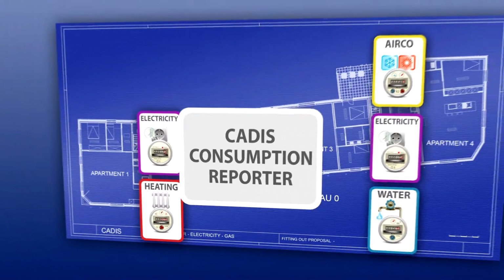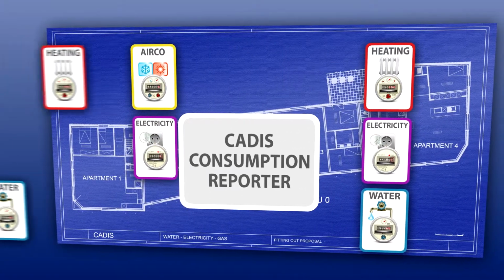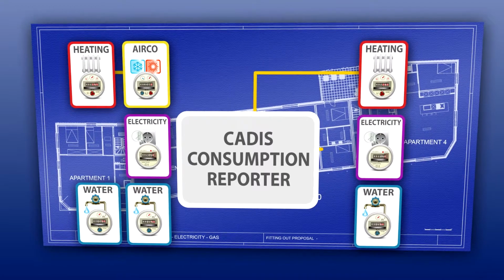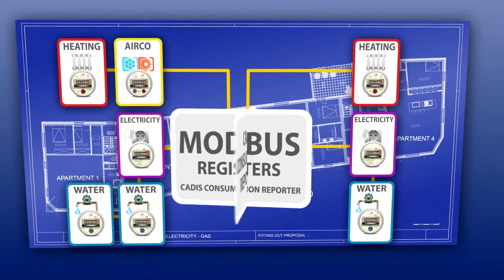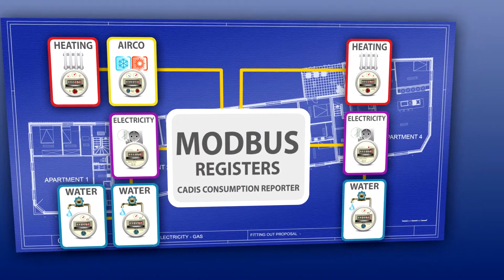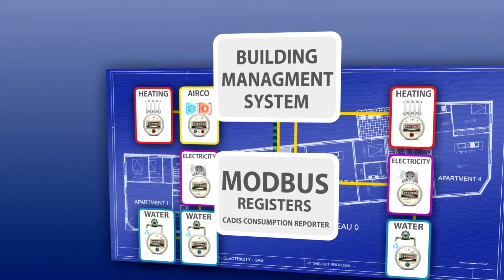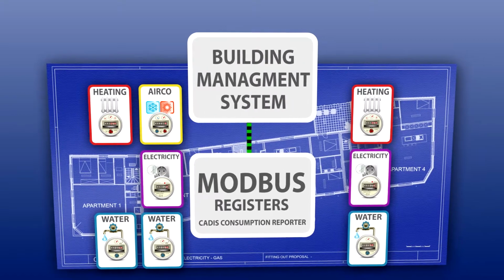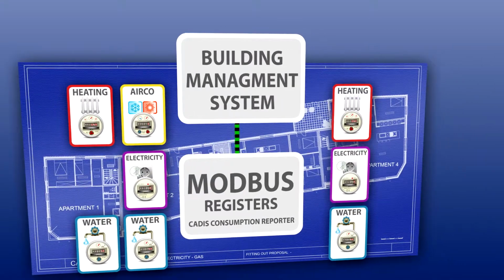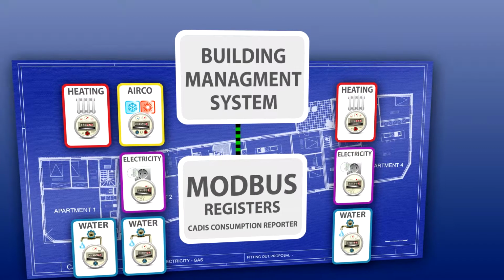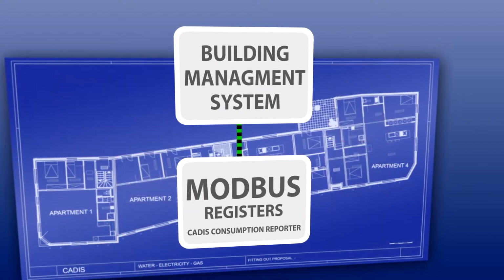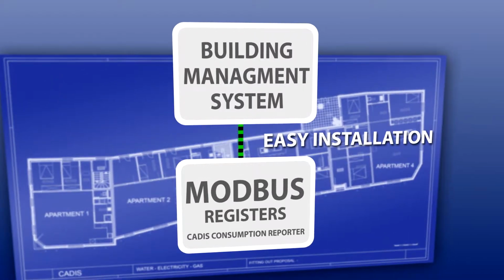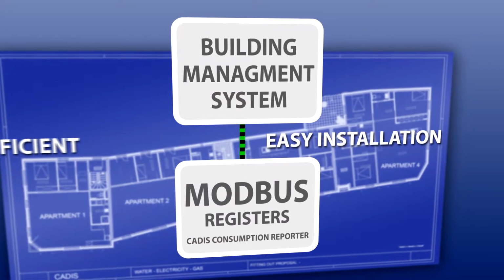Retrospective extensions are also no problem. All consumption data in Modbus registers is also saved in the module. A building management system is able to read this data directly. This makes linking the Cadis Consumption Reporter to a building management system a virtual plug-and-play process. This way of working simplifies installation and is highly cost-efficient.